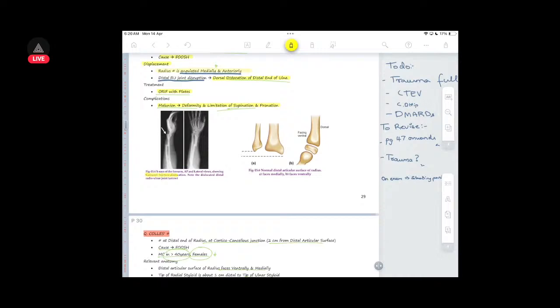So this is the Galeazzi fracture dislocation. Normal distal articulating surface of the radius will face medially and ventrally.